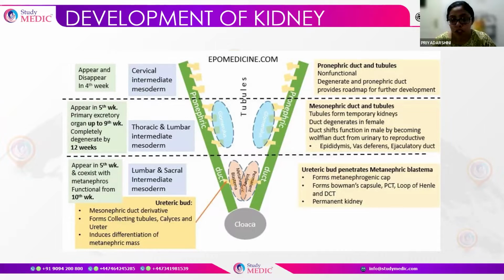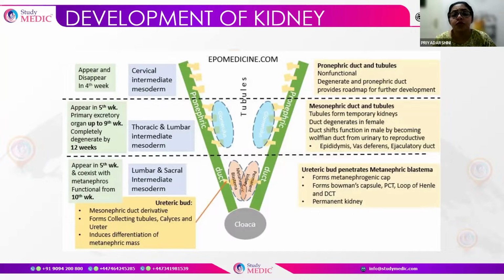Now, what is the importance of the mesonephric duct and tubules? The duct usually degenerates in females, whereas in males, it shifts the function from the kidney to the genital tract. So, it is going to form the future epididymis, vas deferens, and the ejaculatory duct in the males. And also, we have the ureteric bud, which originates from the mesonephric duct. And this ureteric bud is going to form the future collecting tubules, the calyces, and the ureter.